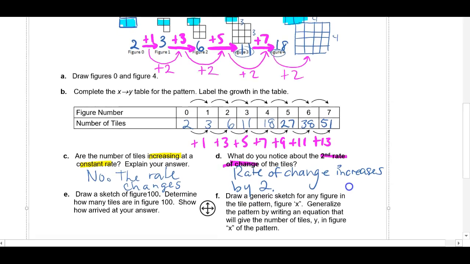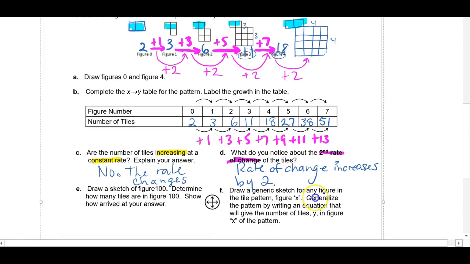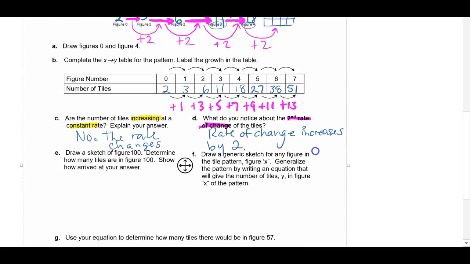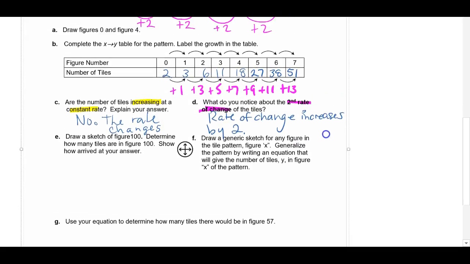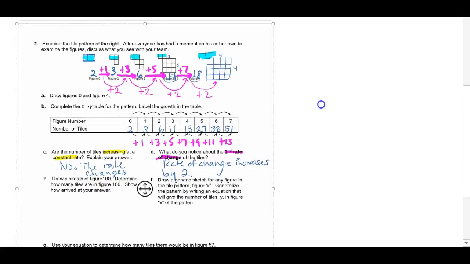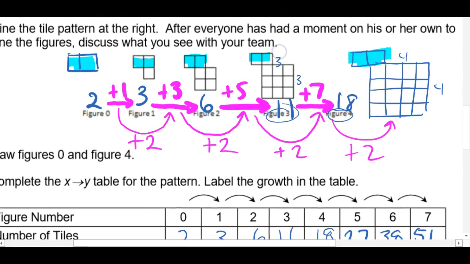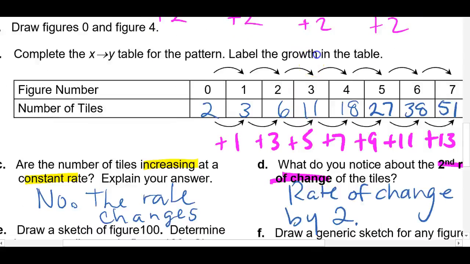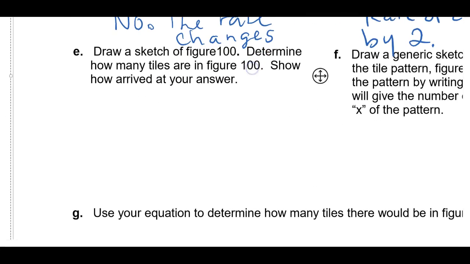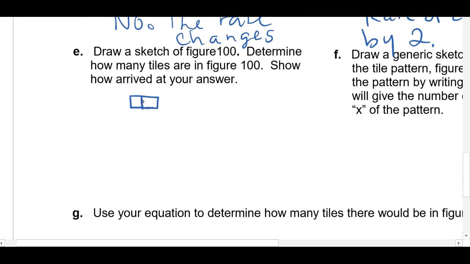Okay, so now it says draw a sketch of figure 100. Determine how many tiles are in figure 100. Well, I already know that in looking at my previous drawings that all of them had that 2 squares on the top. They've got 2 here, 2 here, 2 here, 2 here, 2 here. They all have that. Okay, so let's start with that. There's my 2 squares, and I'll highlight it blue.